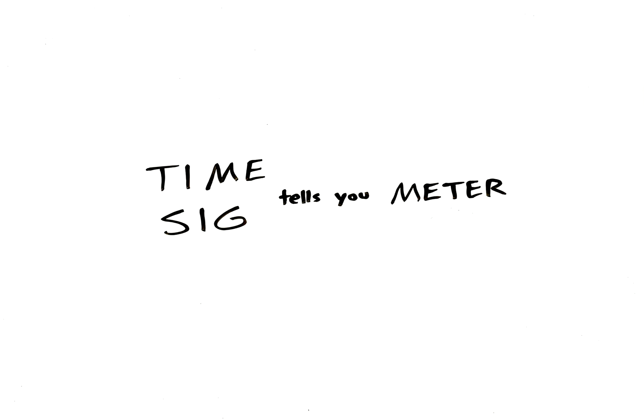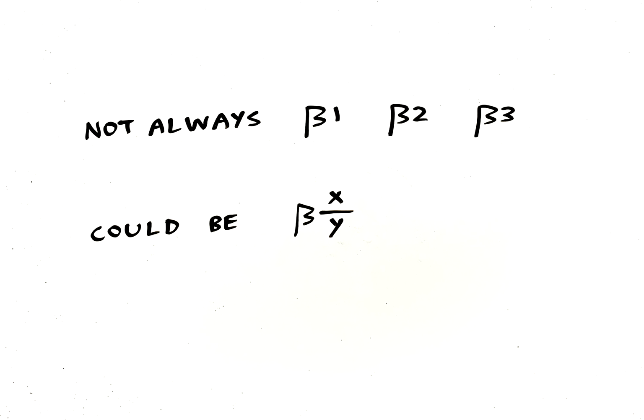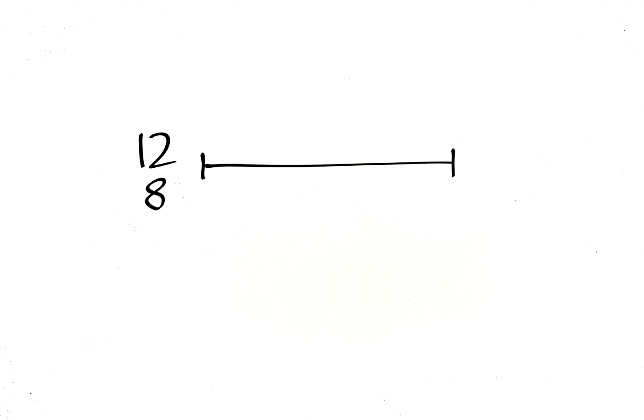Now, in some meters, the bar lines won't always be on whole numbers, like 1, 2, or 3. The bar lines could be on fractions too. For example, let's take the time signature 12/8. 12 divided by 8 is 3/2. So to define one measure in 12/8 meter, all we need to do is write B 3/2. If the time signature is 7/10, all we need to do to define one measure is write B 7/10.